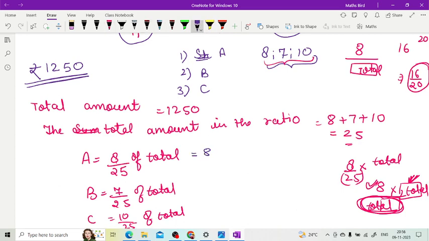Like 8 by 25 multiply by 1250. 7 by 25 multiply by 1250. 10 by 25 multiply by 1250. Right? Now we will cancel out 1250 from 25. What will we get? Here we will get 50, 50.